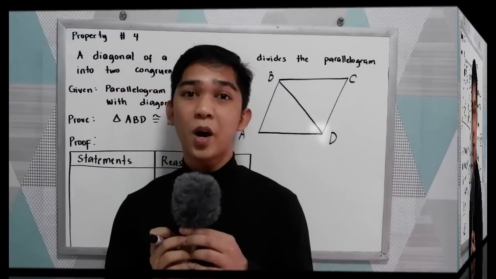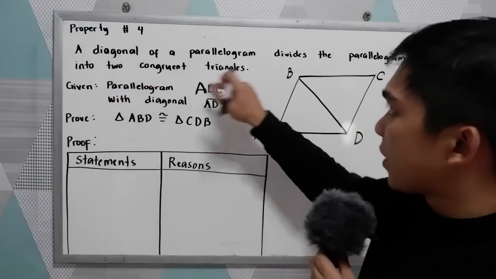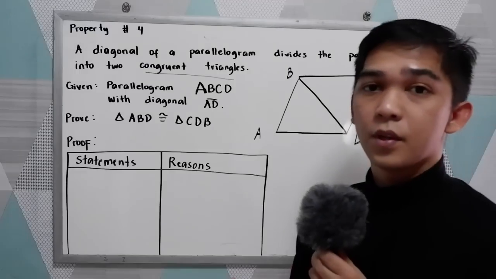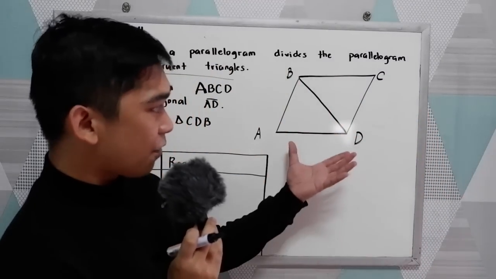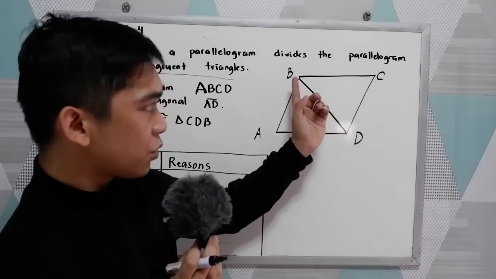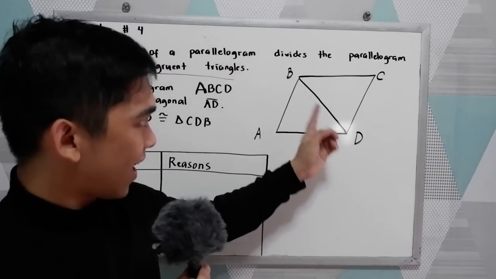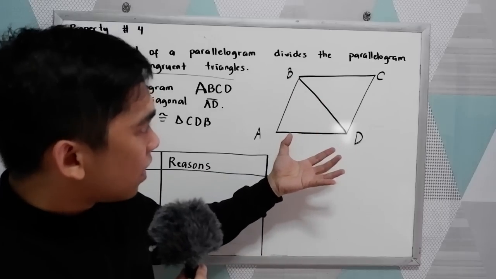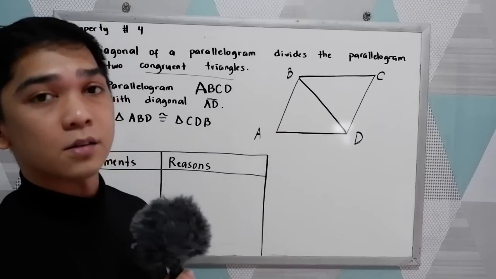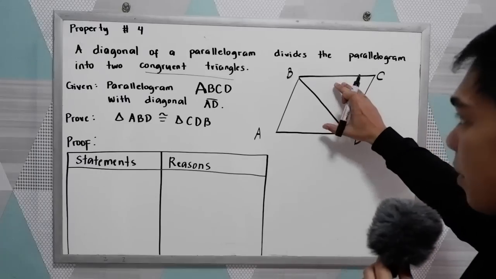Now let us proceed to property number 4. Property number 4: a diagonal of a parallelogram divides the parallelogram into 2 congruent triangles. So, to illustrate, let's have this parallelogram ABCD. If we draw our diagonal, let's say diagonal BD, it will divide the parallelogram into 2 congruent triangles.